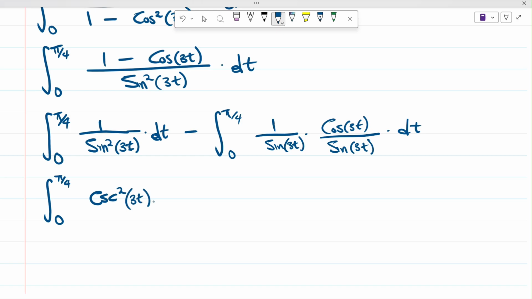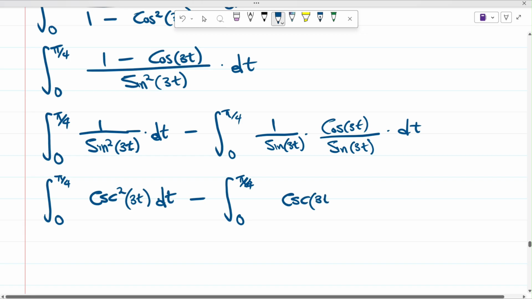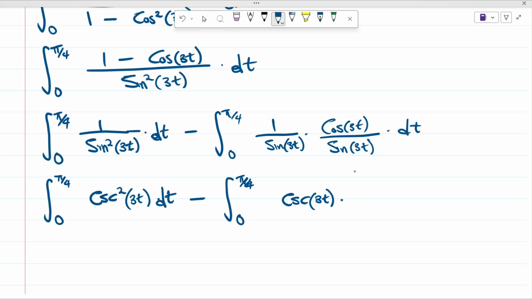Cosec squared of 3t dt minus the integral from 0 to pi over 4 of 1 over sine. How much is it when it comes to the reciprocal? So this is a cosec as well, right? So it's a cosec of 3t. So this is going to be cosec of 3t multiplied by cot. So cos over sine, it's a cot, right? It's cot of 3t dt. So now we need to integrate.